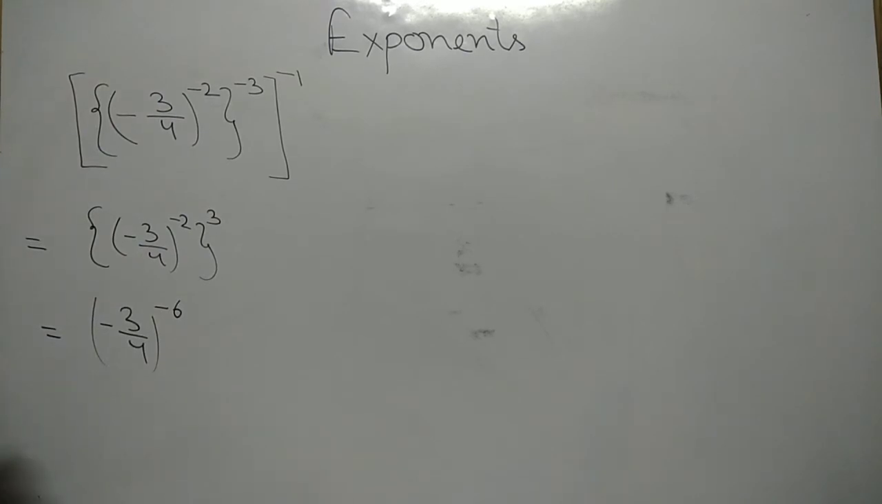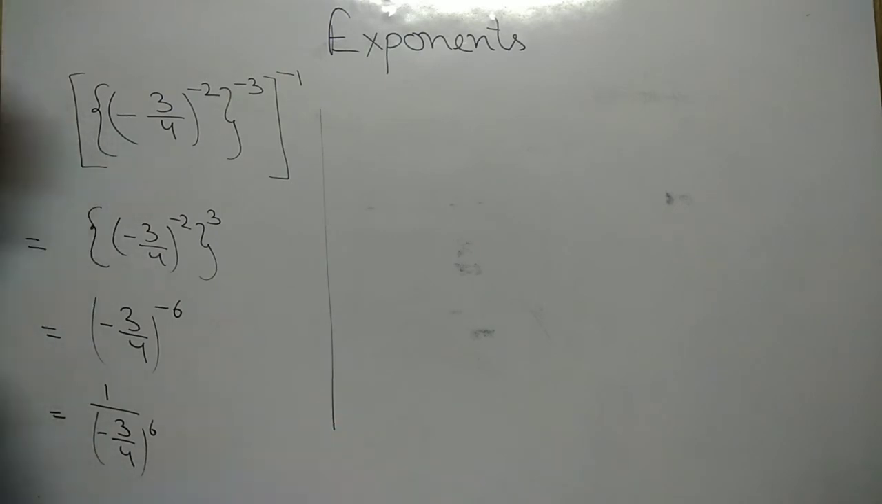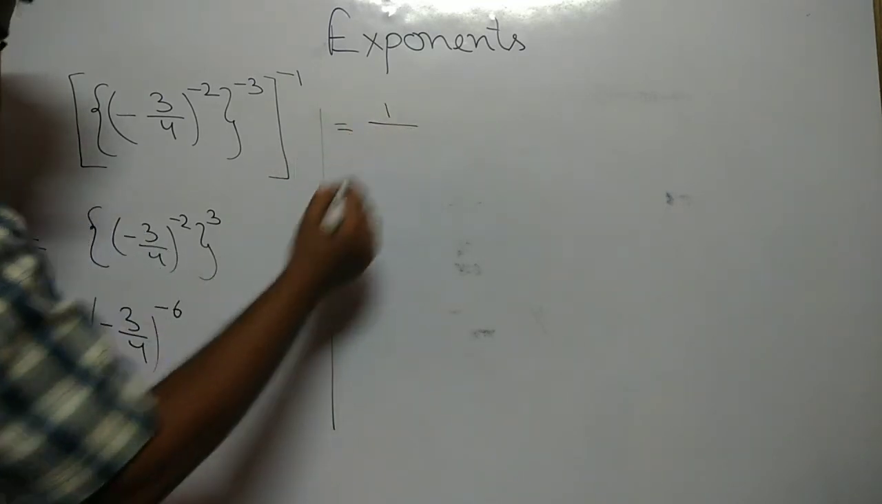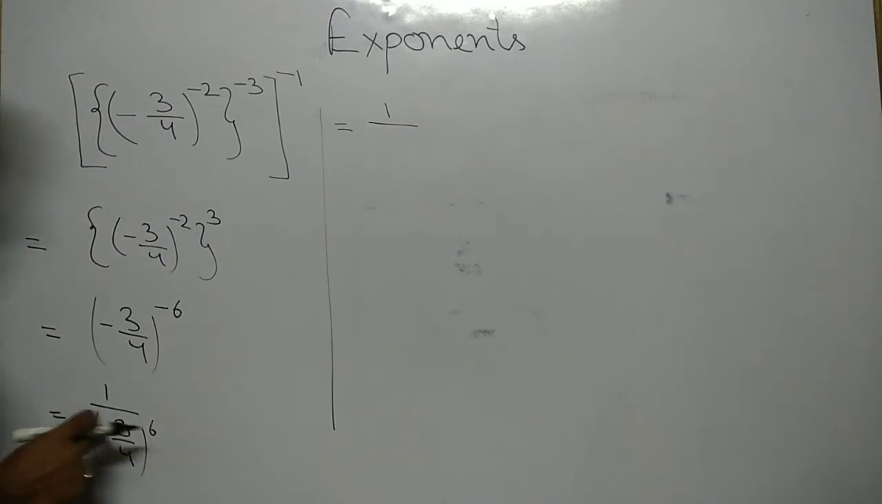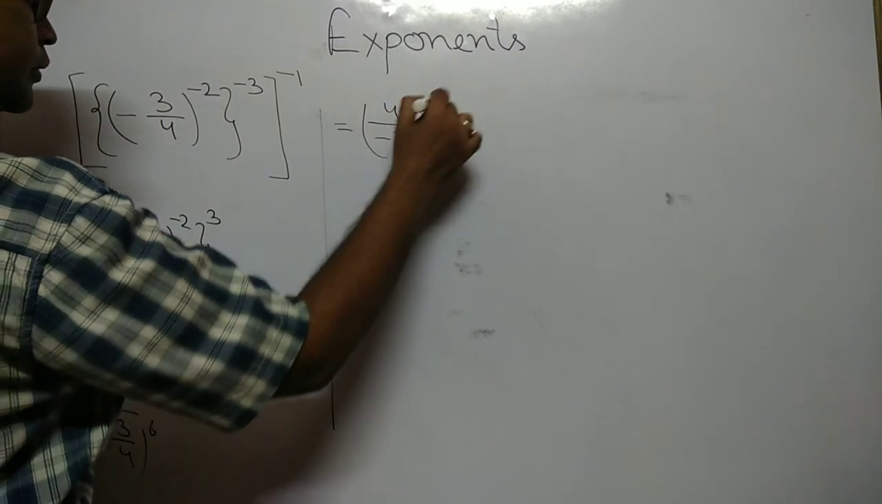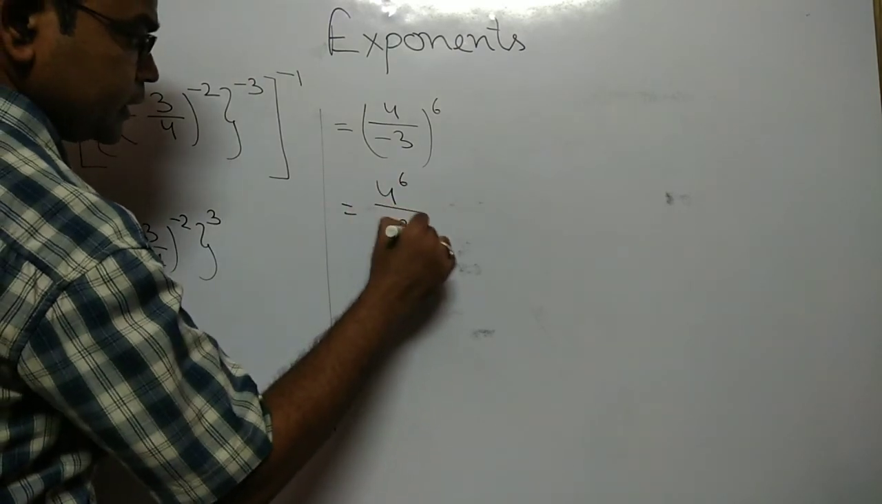Now we change the negative power, it's 1 upon (-3 upon 4) whole to the power 6. Ultimately what we can write over here is just the reciprocal: 4 whole to the power 6 over (-3) whole to the power 6. Remember in this case, as we know, the numerator moves to the denominator, but we have to move the power also, so this complete power is reciprocated inside. Okay, this one is easier for you. Now we can say 4 to the power 6 over (-3) whole to the power 6.